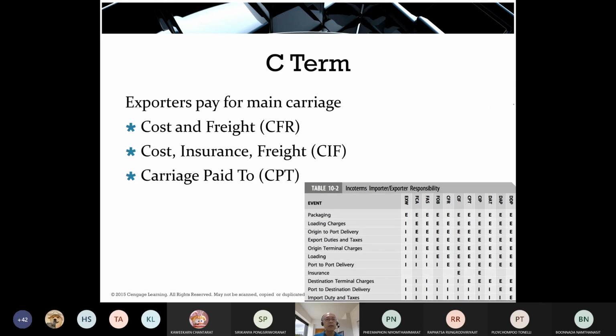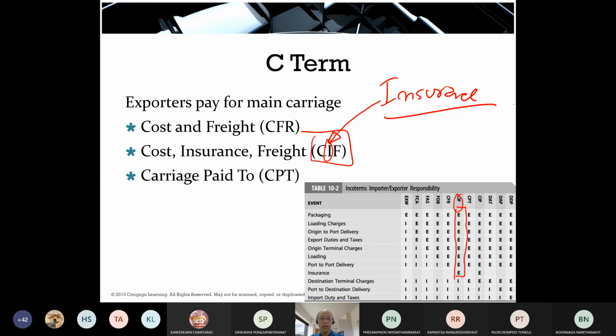And then we have the C term, and the very famous, very popular one is CIF. The I here is very unique. I means insurance. So the exporter will pay for everything up until the boat reaches the country of destination.